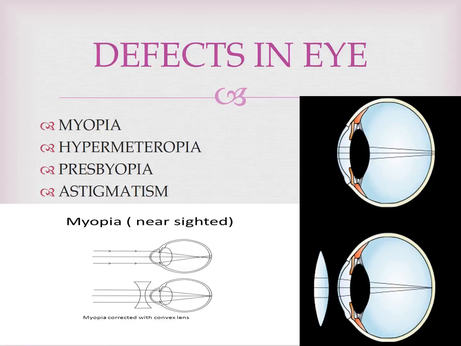So there is a formula for it. F is equal to xy by x minus y. Okay, that is the formula for myopia, the formula for focal length. Right, this is myopia.